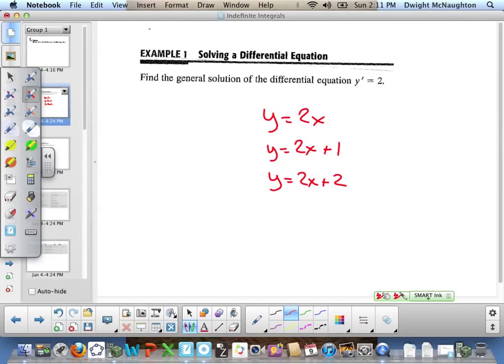And we write those as y equals 2x, since they all have 2x, but they all have a different number added, so we say 2x plus c, which stands for a constant. So the general solution to y prime equals 2 is y equals 2x plus c, where c can be any constant.